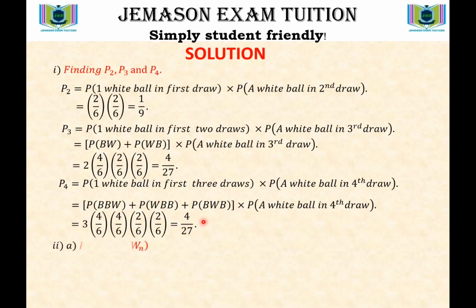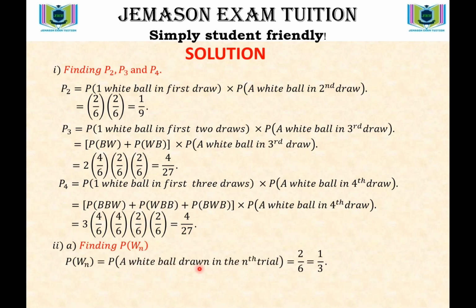So we move to the second part of the question, which is asking us to find P of Wn. And actually Wn is the event of having a white ball in the nth trial. And since we are drawing balls and replacing before making the next trial, the probability of having a white ball in the last trial is still equal to the probability of having a white ball in the first trial. It will not change, and so we would still have the probability of having a white ball in the nth trial being 2/6, which simplifies to 1/3.